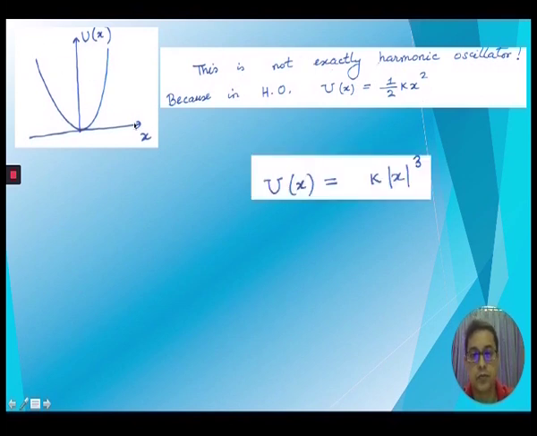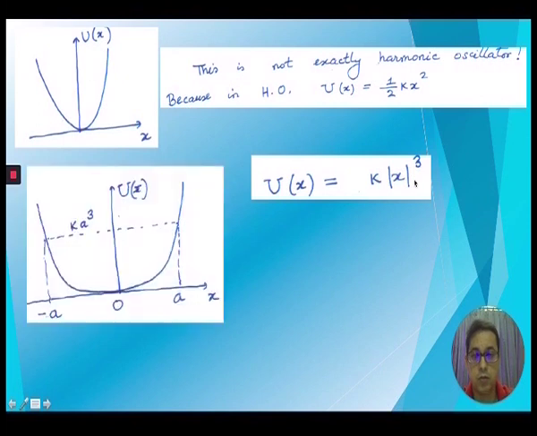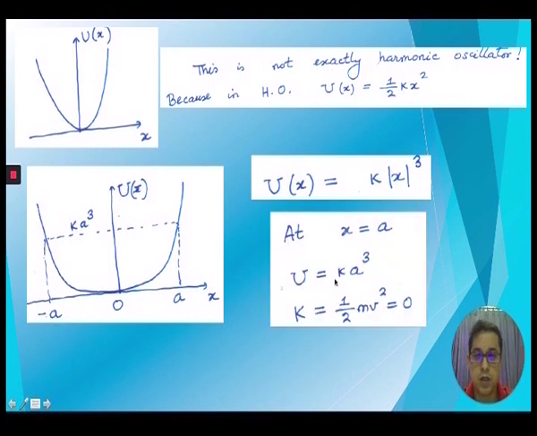On the other hand, here k mod x cube, if you plot it, this would look like this. It is basically wider, you see. From here you can immediately see the total energy when the amplitude is a. At x equal to a, U is equal to k a cube, and kinetic energy would be 0 here because this is the extremum. The total energy would be simply k a cube.